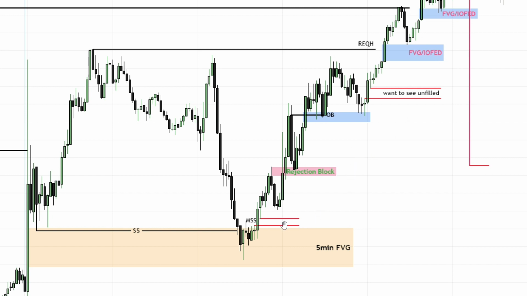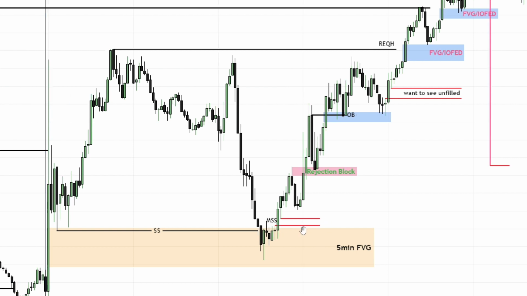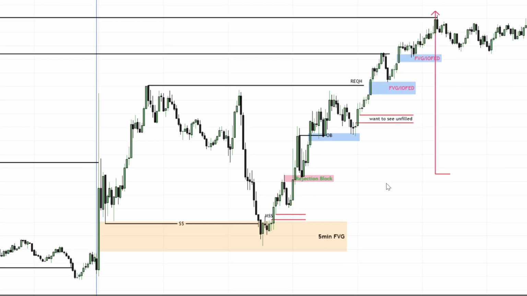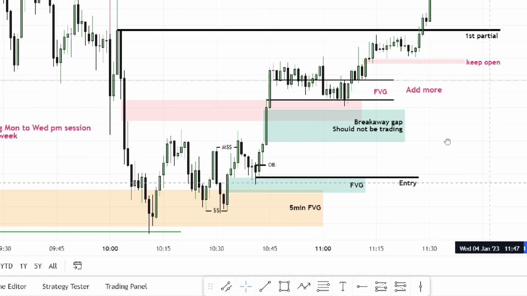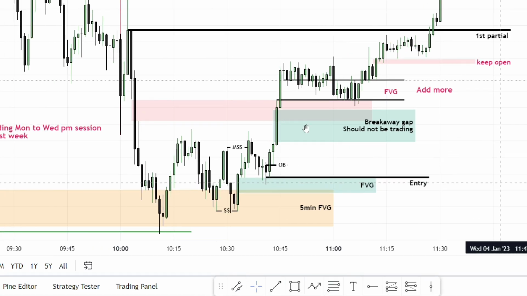So there are two types of breakaway gap. You see the one, it actually happened at the lower part, and the other one happened at the upper level. That means when the market actually traded the lower fair value gap, it won't trade the order block level.